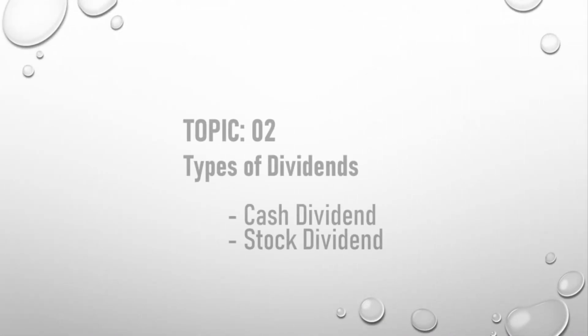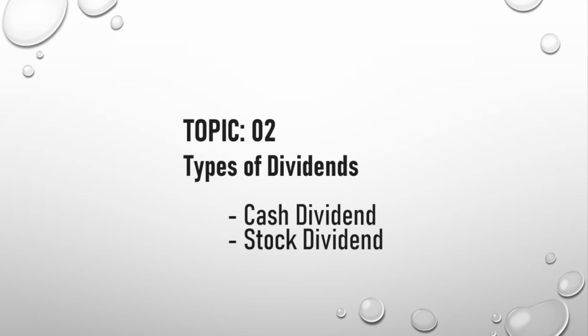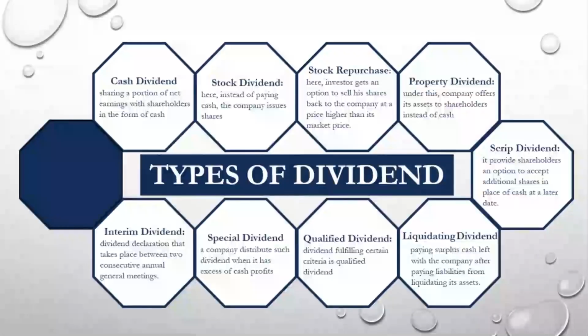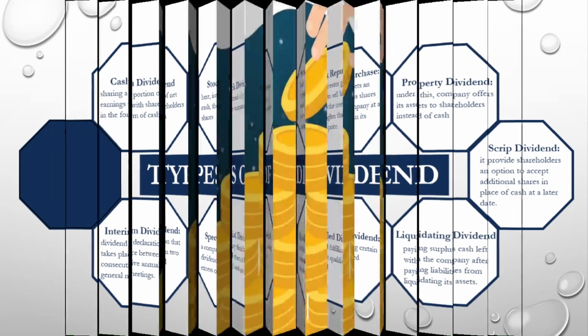Moving on to topic number 2, the types of dividends. There are various types of dividends a company can pay to its shareholders, like the cash dividend, stock dividend, stock repurchases, the property dividend, scrip dividend, liquidating dividends, qualified dividend, special dividend, and the interim dividend. In this video, we are going to discuss only the cash dividend and the stock dividend.